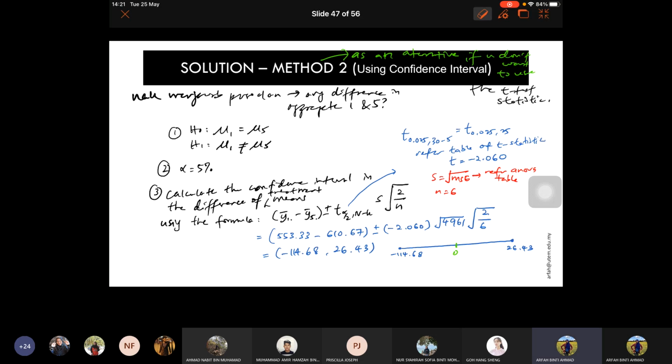Oi, aku tanya soalan ni. Dah. Ada yang tengah salin? Kalau nak salin, saya bagi salin dulu. Sebab saya nak padam yang atas tu, saya nak tunjuk bila kita nak reject H-null atau bila kita nak accept H-null, if gunakan confidence interval.